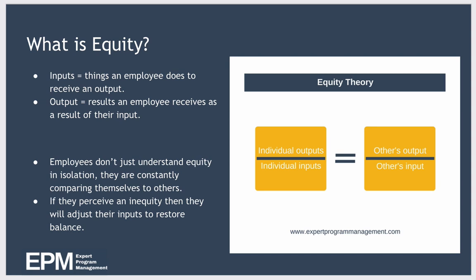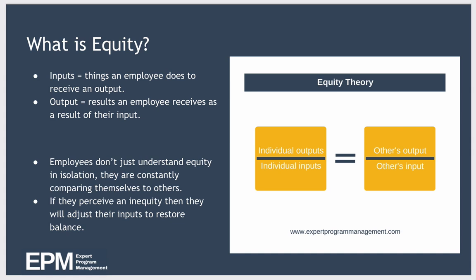To understand Adams' equity theory in full, we need to first define inputs and outputs. Inputs are defined as those things that an individual does in order to receive an output. They're basically the contribution an individual makes to the organization. So common inputs might be number of hours worked, the commitment shown, the experience brought to the role, personal sacrifices that are made, the loyalty the individual has demonstrated to superiors or the organization, and the flexibility shown by the individual, for example, accepting assignments at very short notice or with tight deadlines.